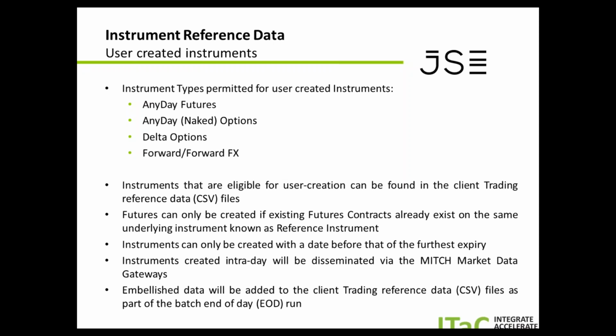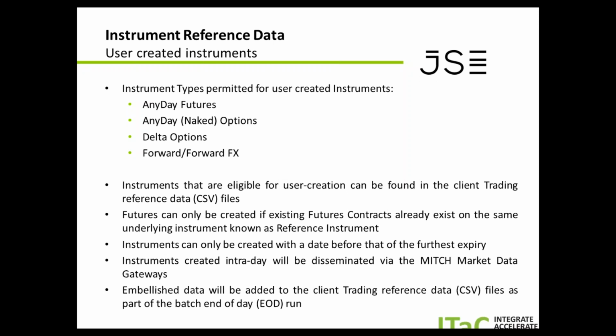Now, the functionality we are introducing or carrying over are these 4 user-created instruments. We've got any-day futures, naked options, delta options, and the new forward instrument. Okay. How you identify these, as we've explained already in volume 0, is through the trading reference data CSV files. These are the files that we keep speaking about each time that you will receive at the end of the day. After the market is shut, after all end of day processes have run, around about 10 o'clock, 10:30, you'll receive these files in preparation for the next day.